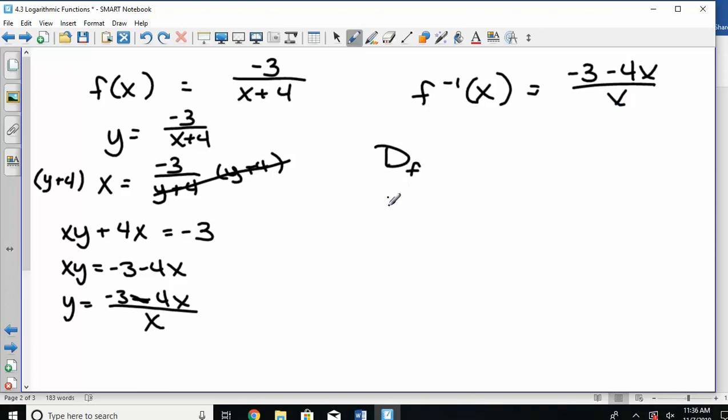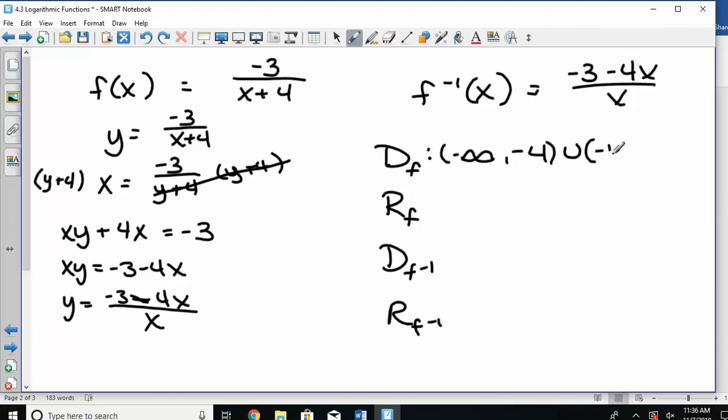Let's do the domain and range of these. Make sure you're labeling what's the function, what's the inverse. Don't just put dr. Tell me which is which. The domain of the original function. We know if it's a fraction, what's true? Bottom can't be 0, so this domain would be -infinity to -4 union. And we know the domain of the function is always equal to the range of the inverse, so I automatically get to write down my range.